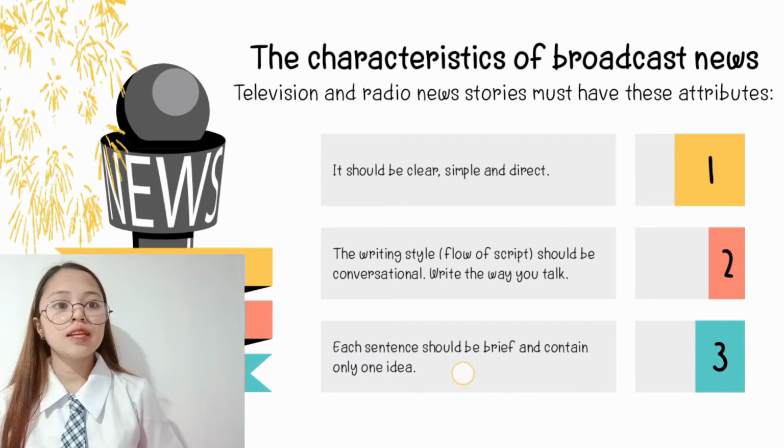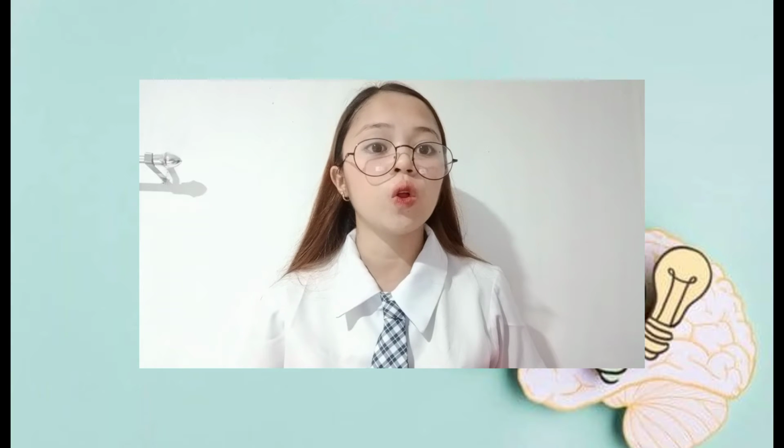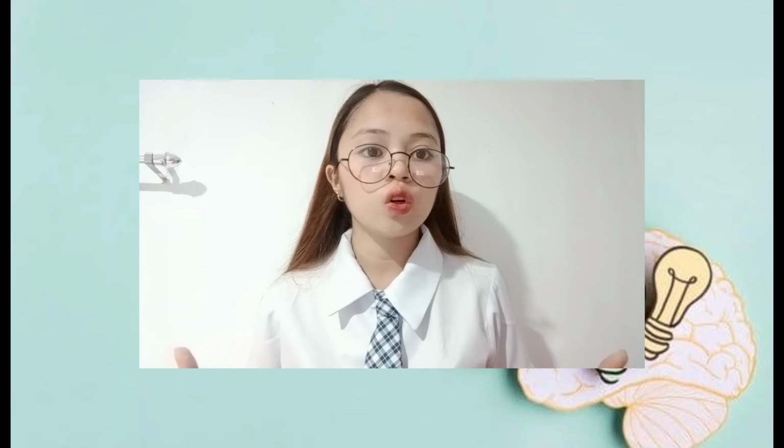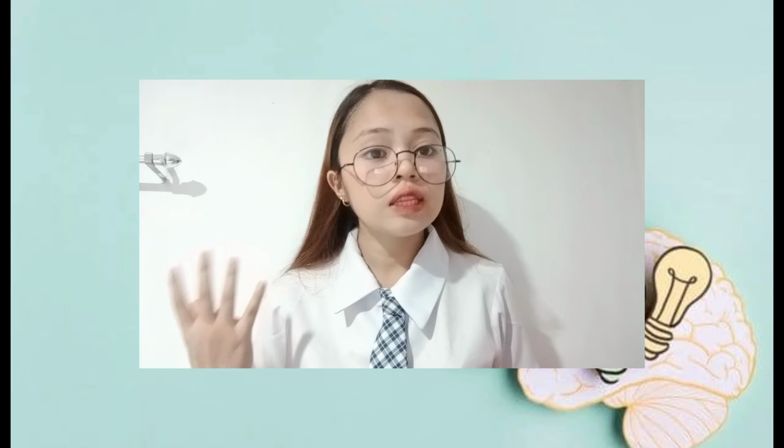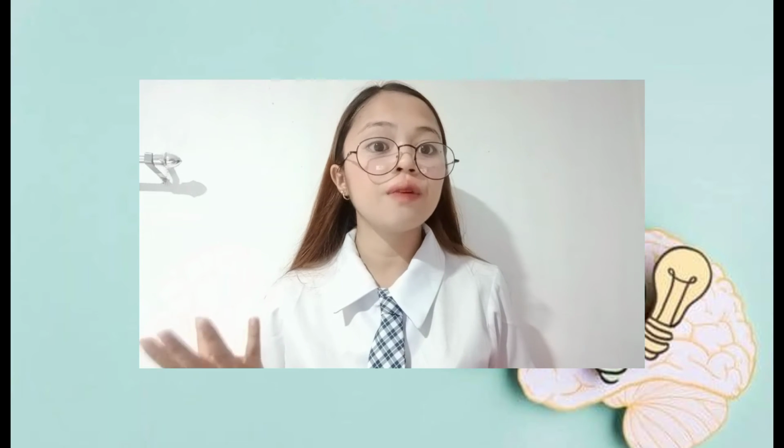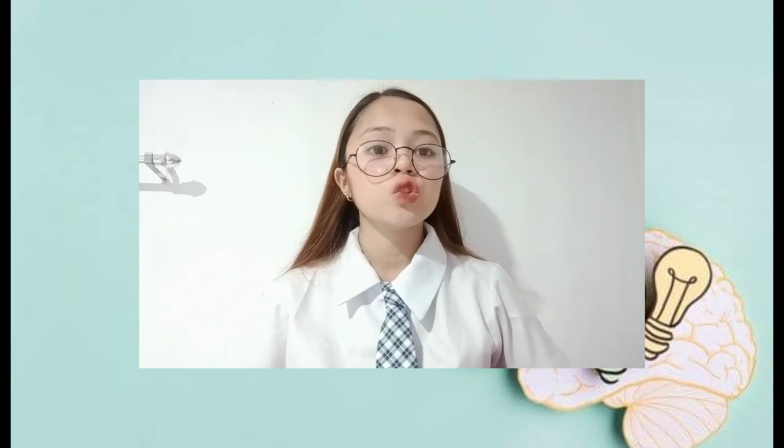Next, each sentence should be brief and contain only one idea. Okay, so the television and the radio news must have these three attributes in order to disseminate information or news to the people that is based on facts, and it reflects its authenticity. It should have reliable sources for them to become authentic, and in that way the people would believe and trust their service.